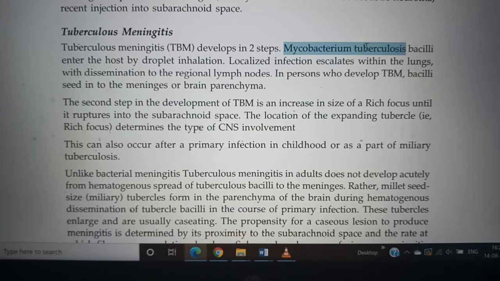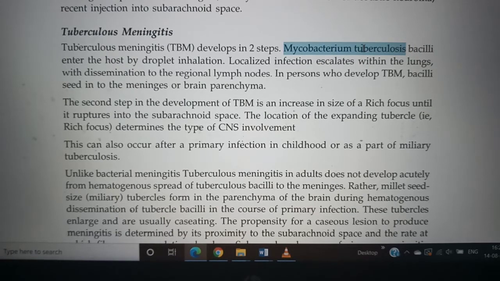So same way tuberculosis, Mycobacterium tuberculosis bacteria also can spread, and it goes to the lungs, and from there to the regional lymph nodes, and some of these people develop tuberculous meningitis. Other people can have tuberculosis of the other organs, but some people develop tuberculous meningitis where the bacilli multiply in the brain parenchyma or the meninges.